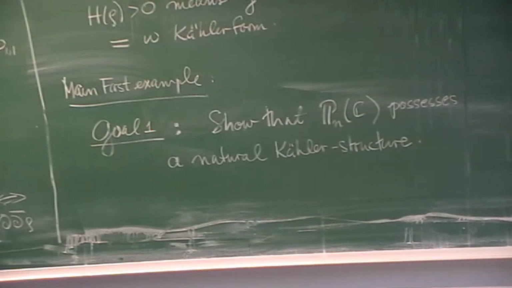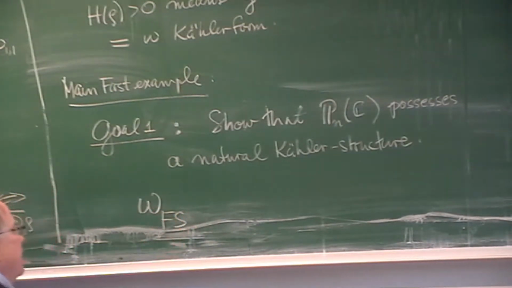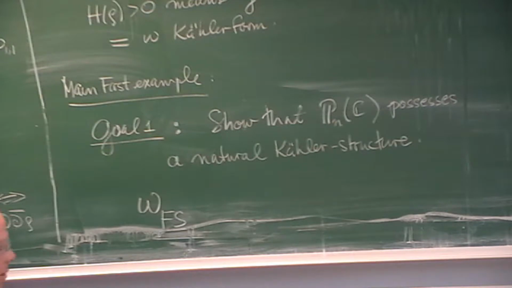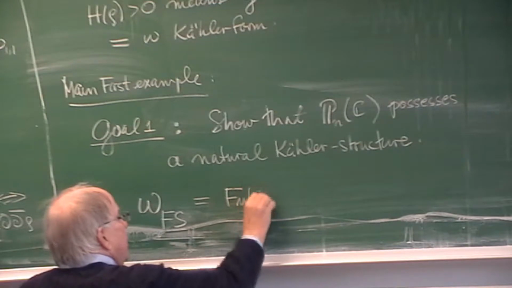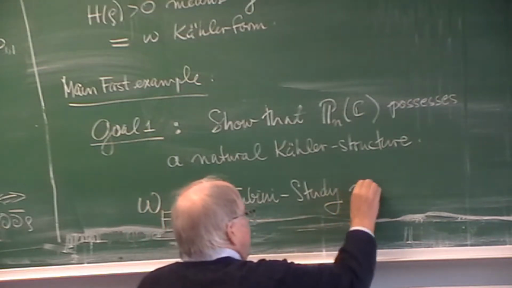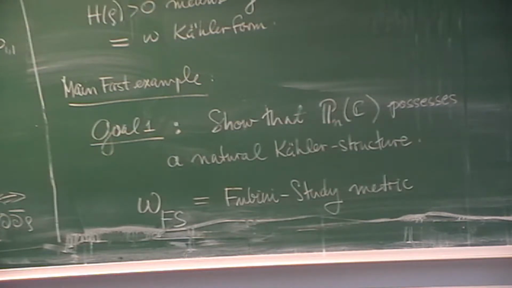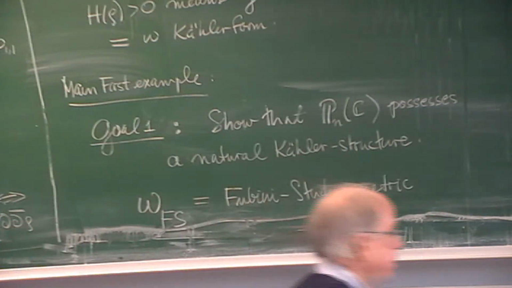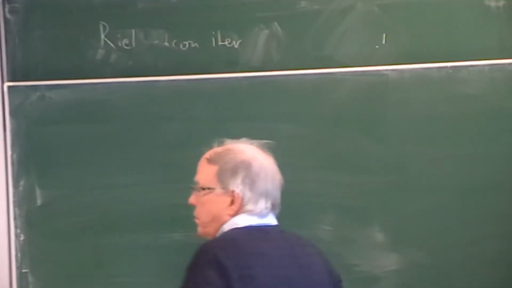This is called omega in this case. We write omega FS because this metric was written down, I guess, for the first time by Fubini and Study. We write here metric, even though it's the form, we just write the metric. This is what I talked about toward the end of the last lecture, very slowly, with some ideas, and Maria's idea is very good.